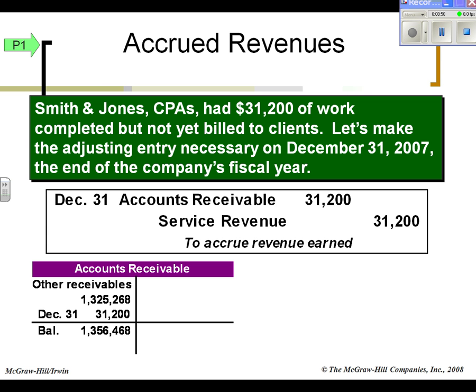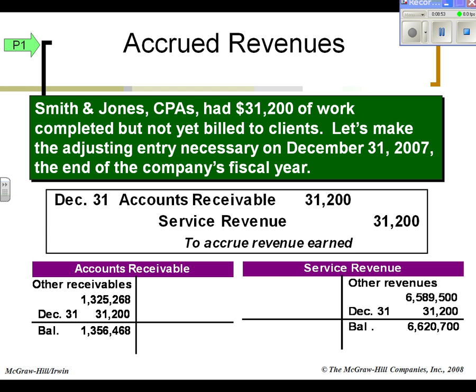All right, so I need to record the fact that I've done this work. These people owe me, so I want to record this receivable. So I have accounts receivable of 31,200, and I record the revenue of 31,200. Now, they're not going to pay me until 2008, but I don't care that they haven't paid me yet. They owe me that money. As of December 31st, I've earned that revenue, so we're going to record it. Remember, a revenue not earned cannot be shown even if collected. But here, the revenue is earned. We just haven't received the cash yet, so we're going to record that revenue.